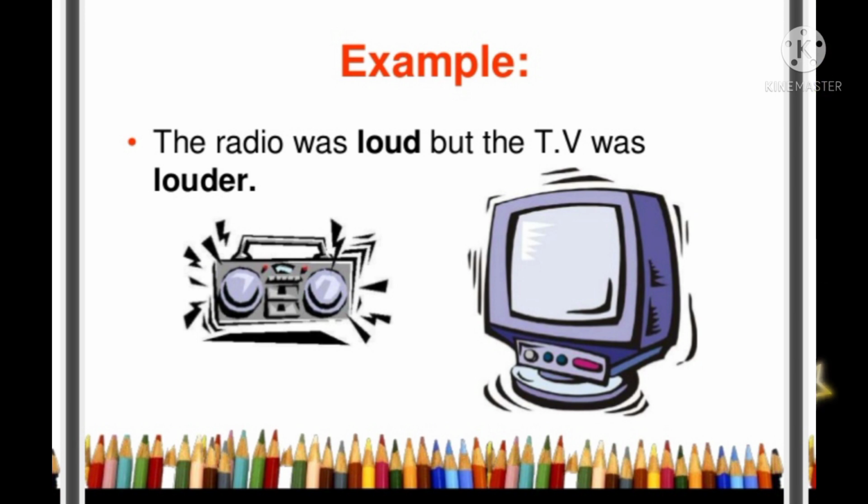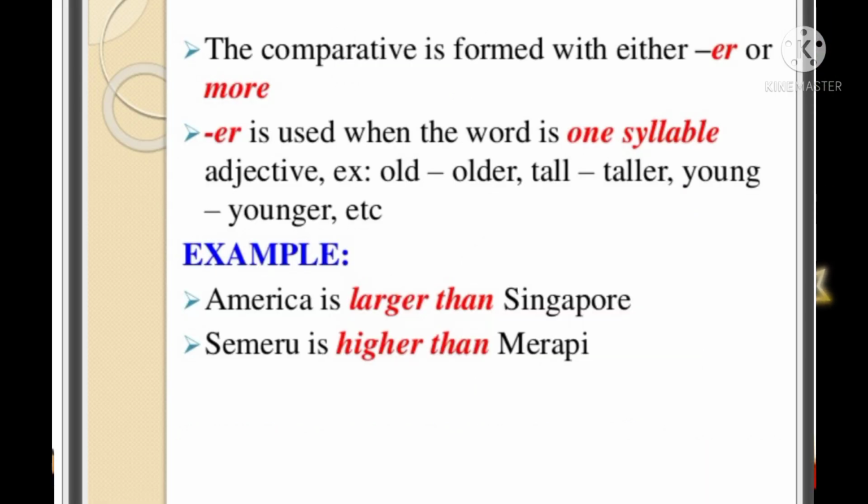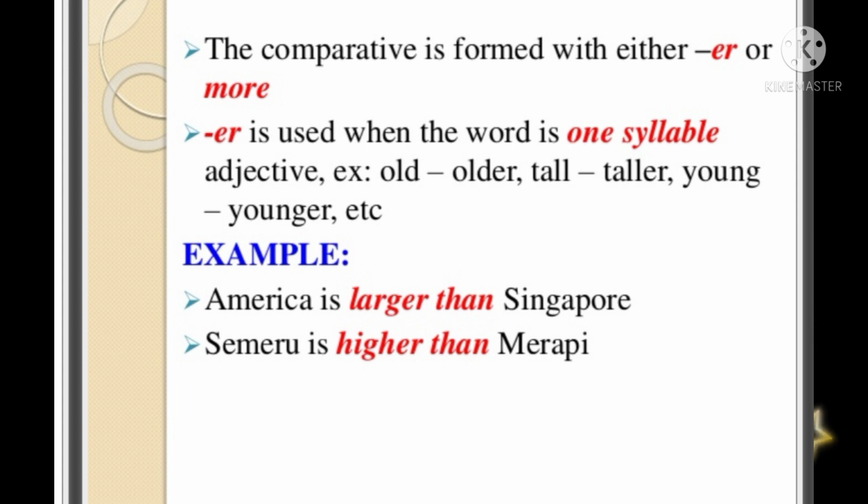The radio was loud, but the TV was louder. Comparison between the radio's sound and the TV sound. So here there are two objects, comparing these two with each other. The comparative degree is formed with either er or more. Er is used when the word is a one syllable adjective. For example, old, older, tall, taller, young, younger, etc.